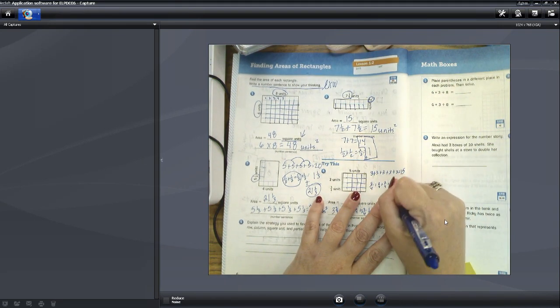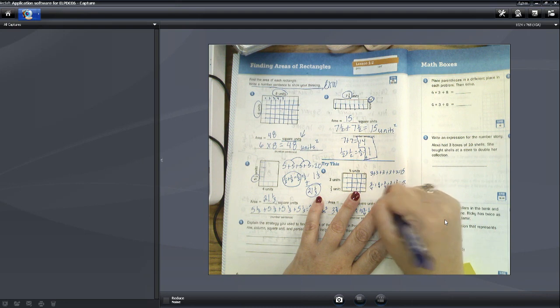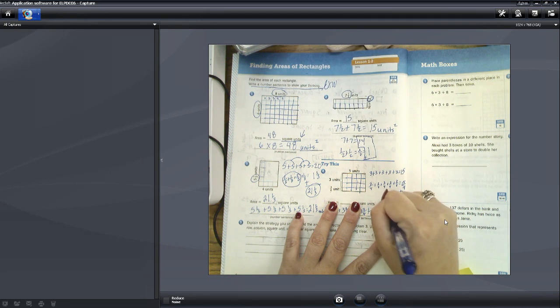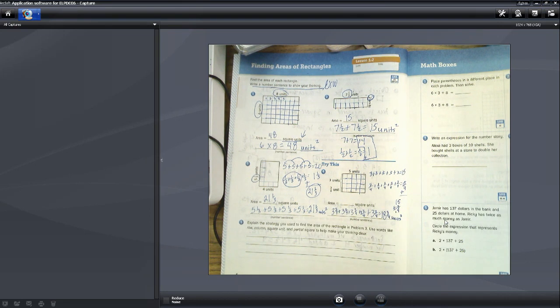So 15 plus 3 is 18. So your answer should be 18 3/4 units. Units squared.